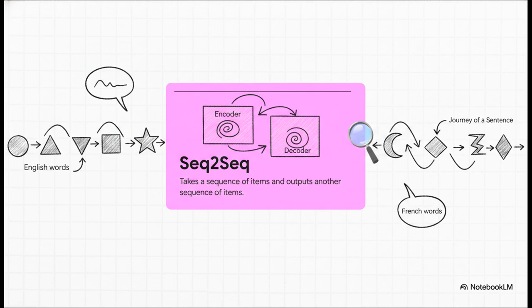I like to think of this as the ultimate journey of a sentence. At its core, a sequence-to-sequence model is just a deep learning architecture that takes a sequence of items, say a string of English words flowing in one after the other, and eventually spits out another sequence of items, like the exact equivalent series of words in French.